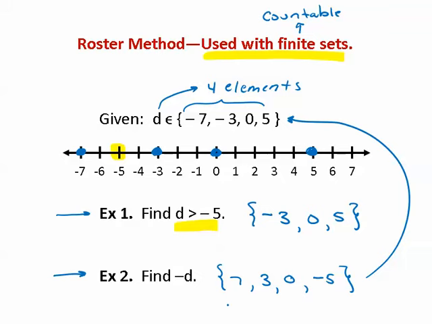Now typically we write them in order from smallest to largest, so let me just go ahead and rearrange these. -5, 0, 3, and 7. So once again, the roster method typically uses a finite or a countable number of values in a given set, and we use the curly braces to identify the given roster.